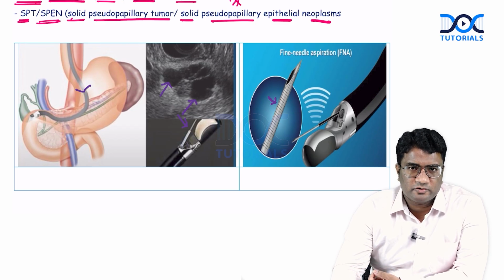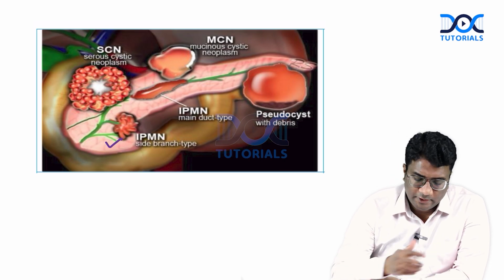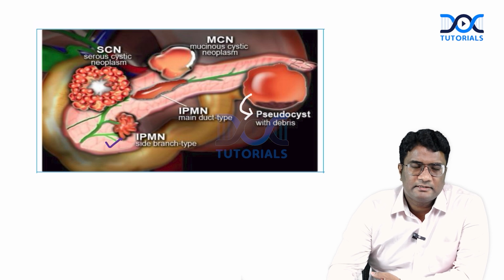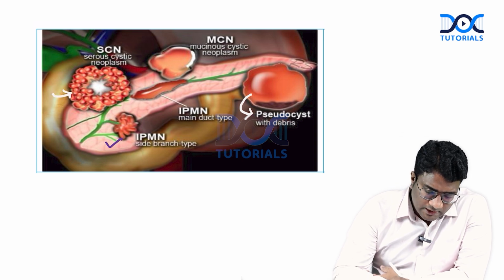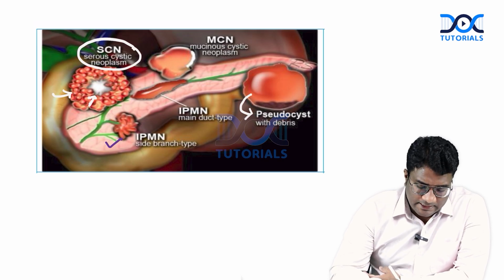Endoscopic ultrasound. Now, when we look at cystic lesions of the pancreas, it could be due to acute pancreatitis. That collection is the pseudocyst. It could have multiple small microcysts giving a serous cystic neoplasm with a stellate scar in the center.